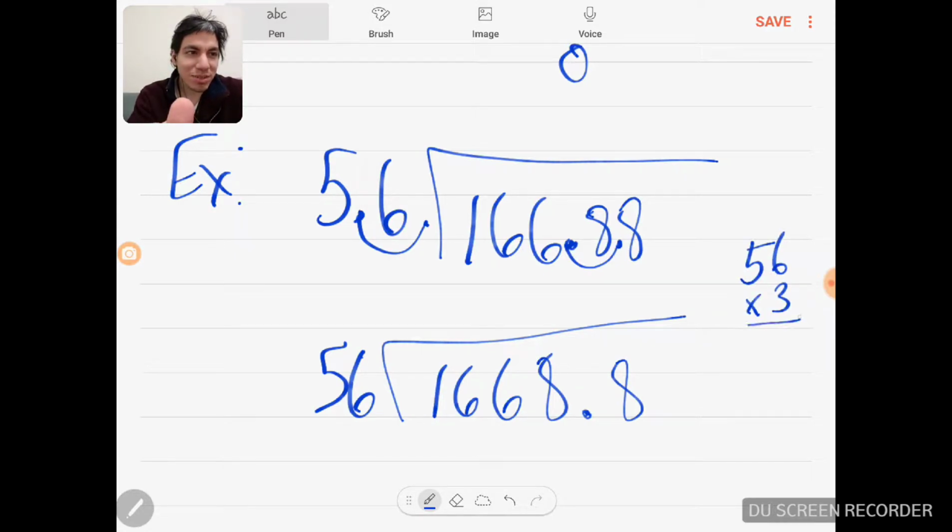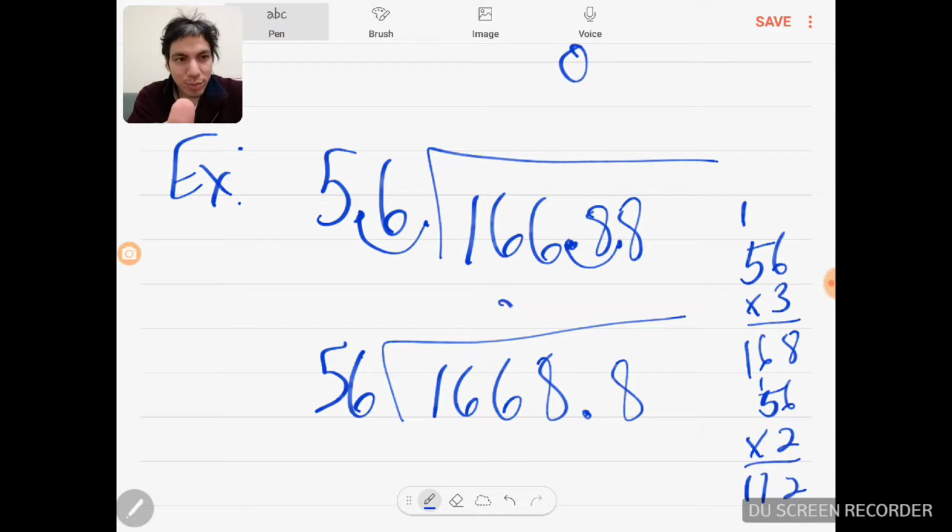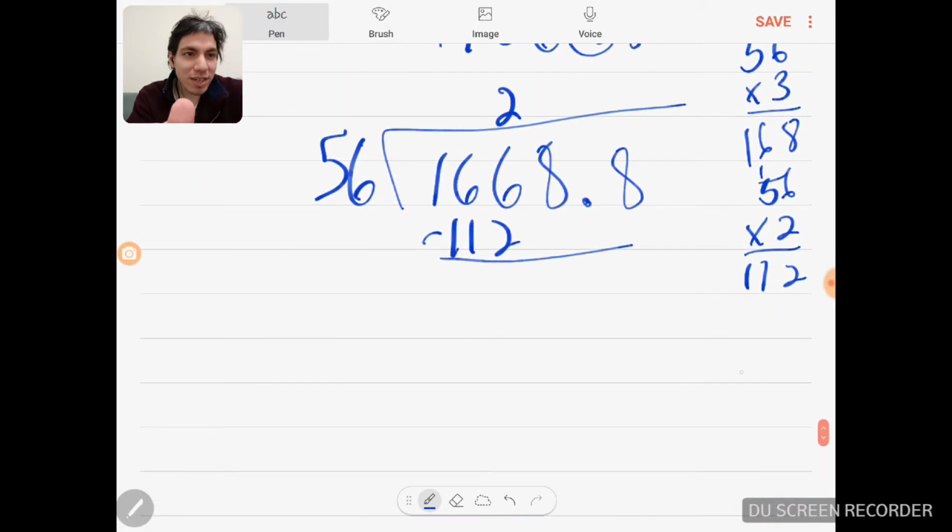I'm going to take a guess. I'm going to say 3. I'm going to get 168, so that's obviously too big. So I use 2, I get 112. So I put it here. After I subtract, I get 54. I bring down the 8, because 56 is too big for 54.